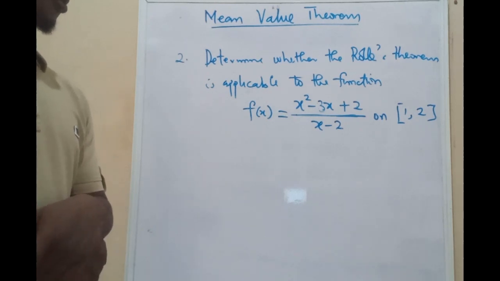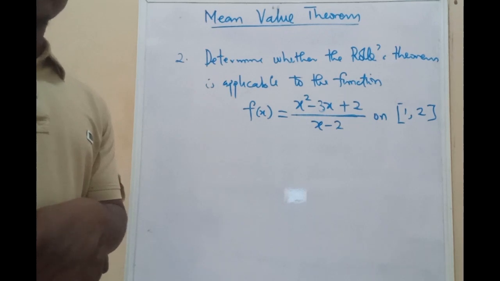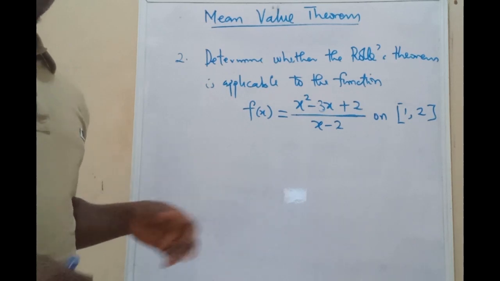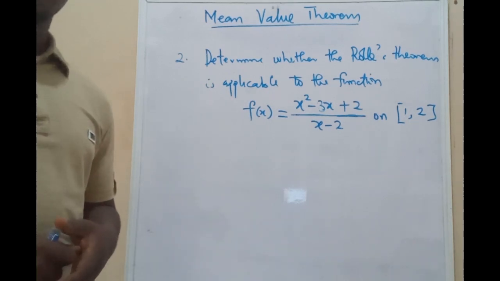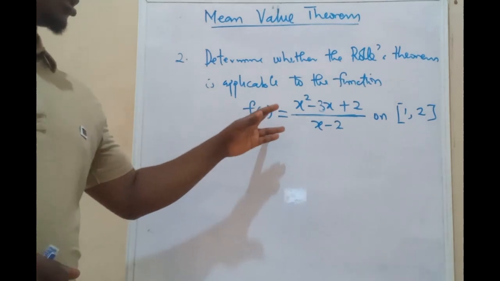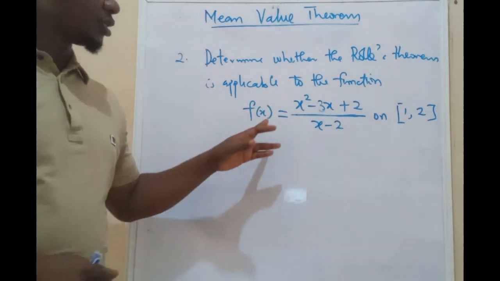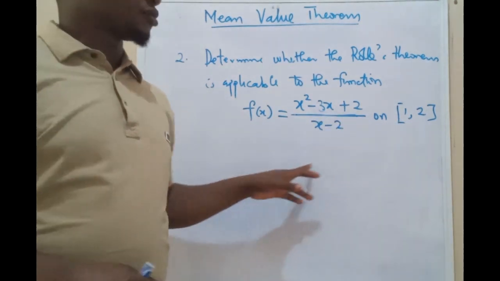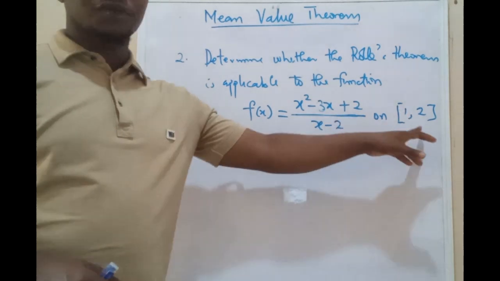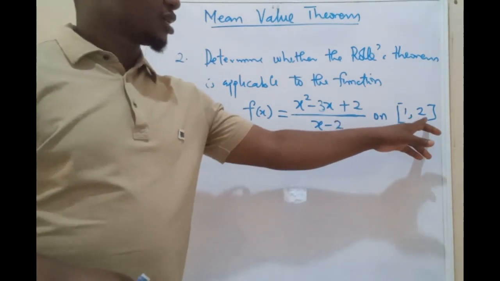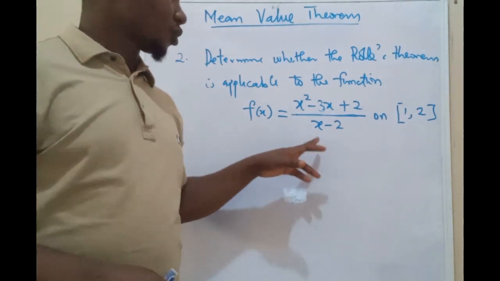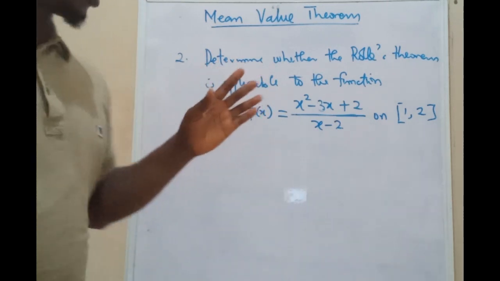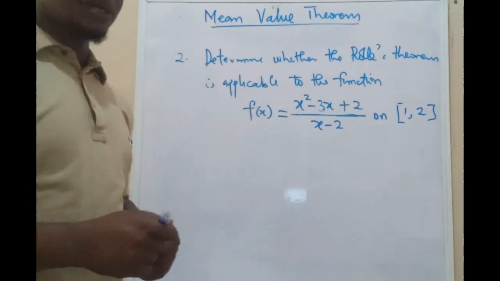Okay, so when we look at this function very well, we'll see that from the first hypothesis of the Rolle's theorem, that condition will fail. That is, this function is not continuous in this interval, because at the point x equal to 2 it is undefined. And because of this singular reason, the Rolle's theorem is not applicable.